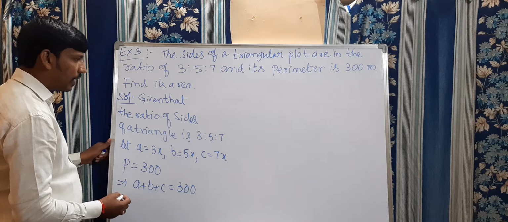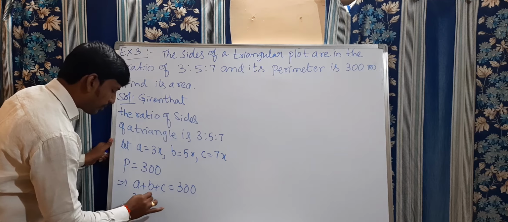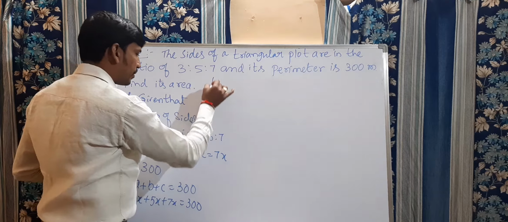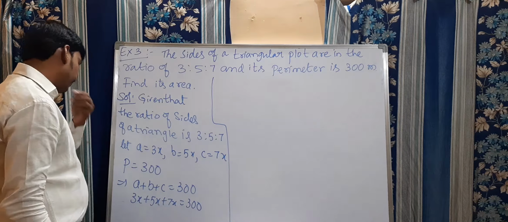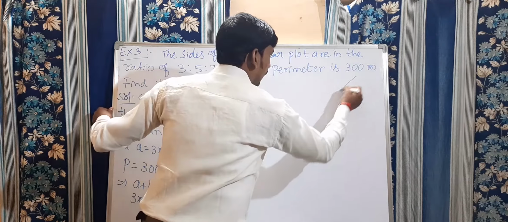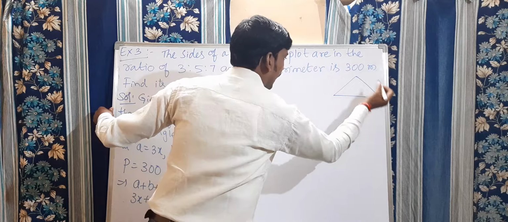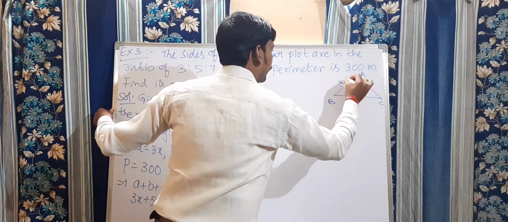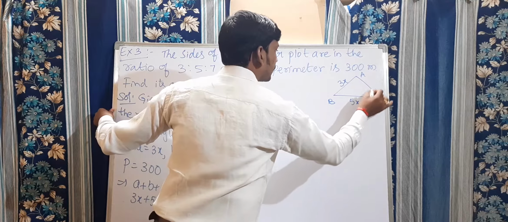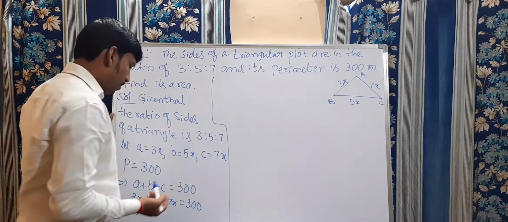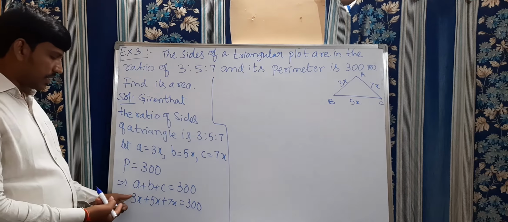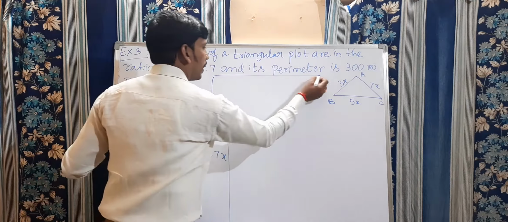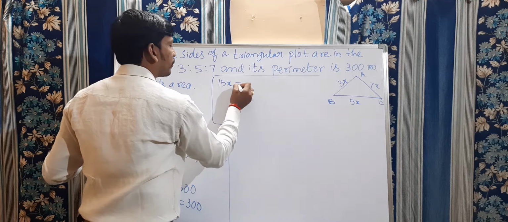What is the value of a here? a is equal to 3x, b is equal to 5x, and c is equal to 7x, and the sum is equal to 300. Now here I want to draw the triangle. You please draw the triangle also. That is ABC. Here this is 3x, this is 5x, and this is 7x. Clear, my dears? Now by adding all these three values, 3x, 5x, 7x: 7 plus 3 is 10, 10 plus 5 is 15. Now 15x is equal to 300.